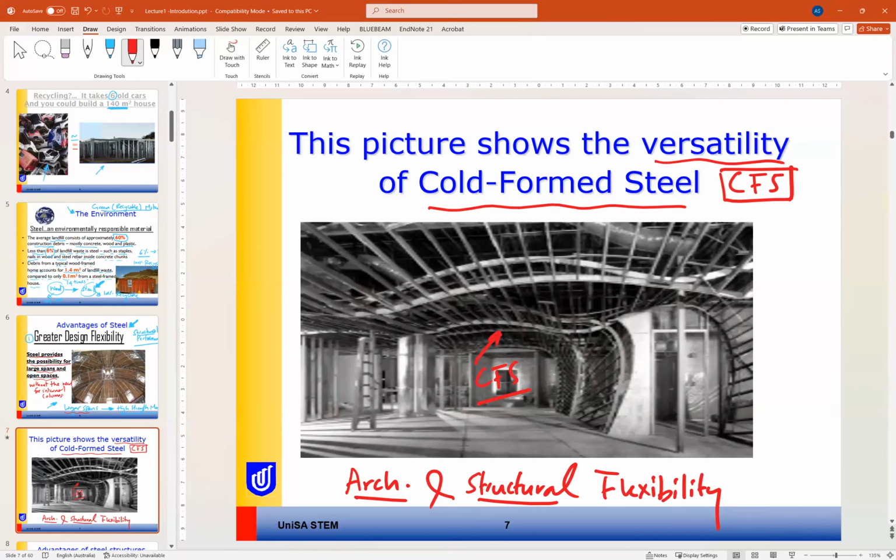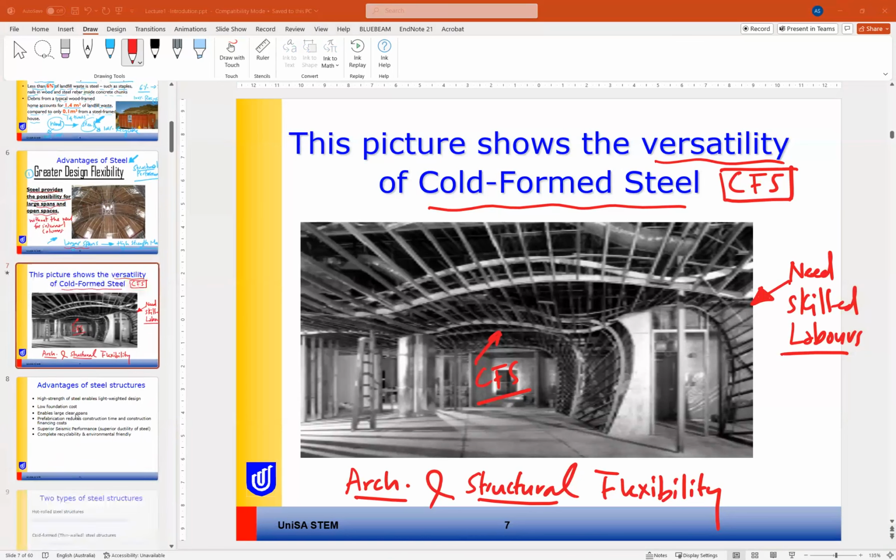Okay, the only issue in this type of building is that it requires skilled labor. So the advantage of cold formed steel is that it can be easily shaped and gives you flexibility in architectural and structural design. But the problem is it needs more skilled labor or more skilled craftsmen.